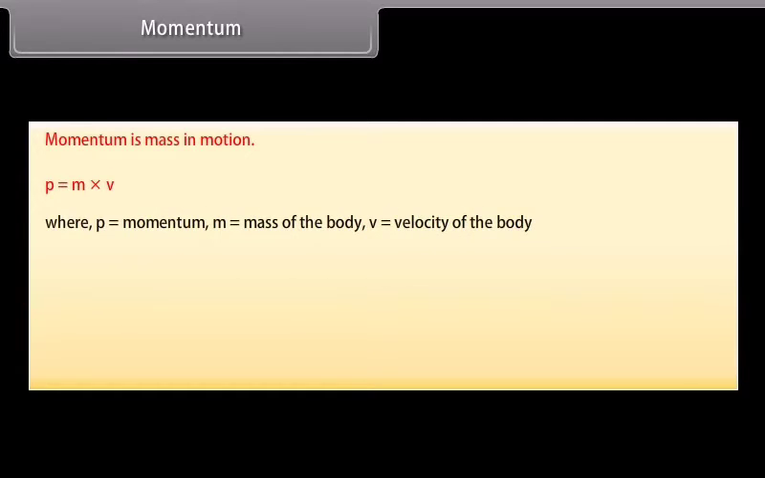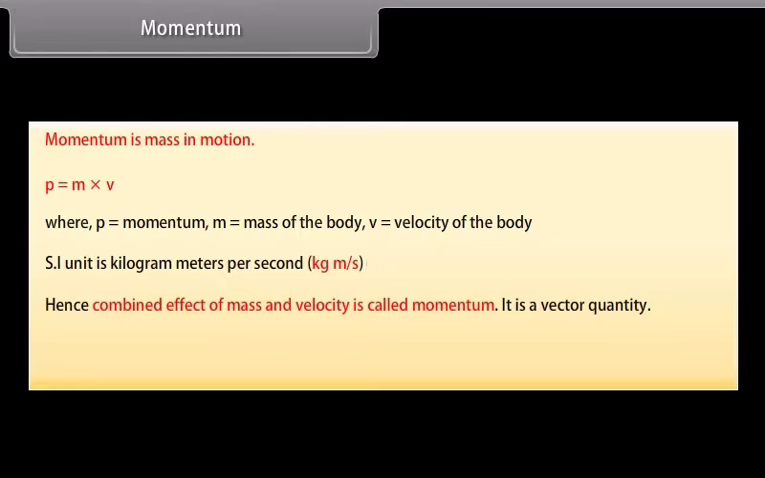Momentum. Momentum is mass in motion. P = m × v, where P is momentum, m is the mass of the body, and v is the velocity of the body. The SI unit is kilogram meters per second. Hence, the combined effect of mass and velocity is called momentum. It is a vector quantity.